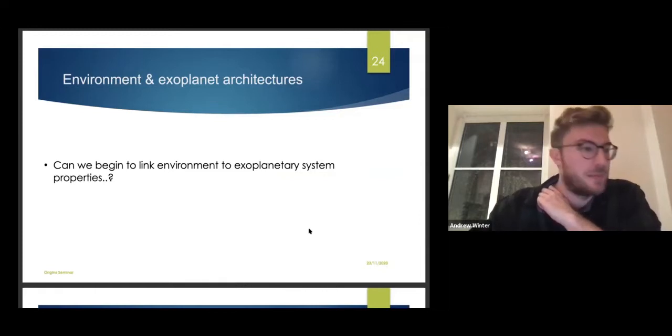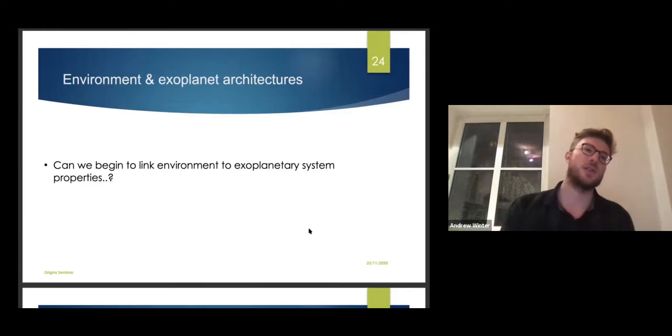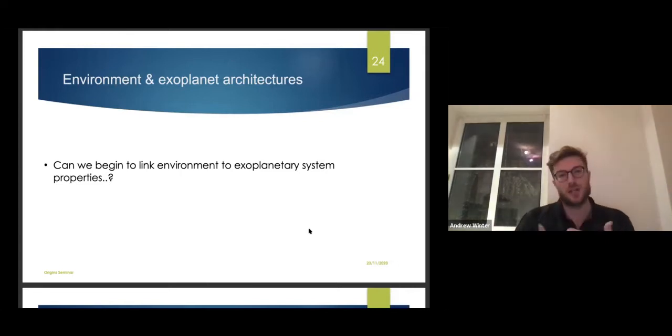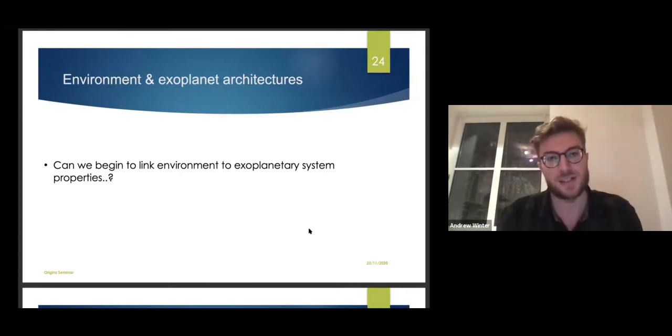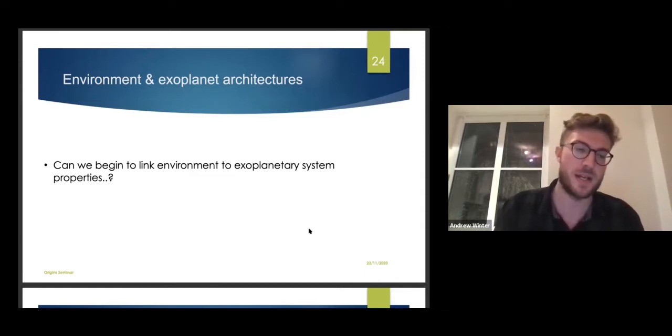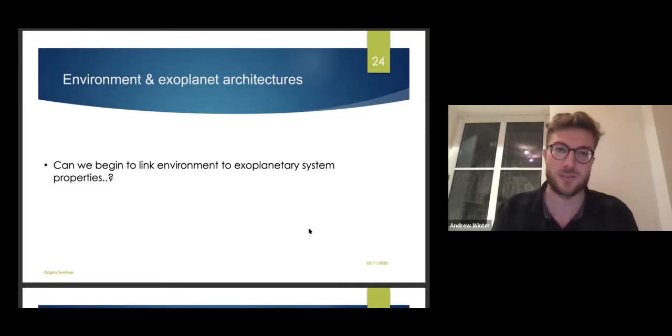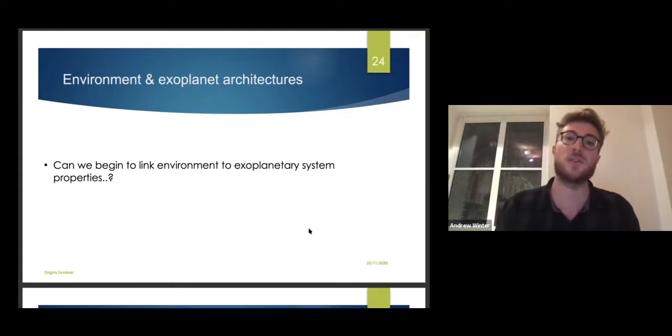For the last part of this talk, I'm going to talk about how we might start to make links to the observed exoplanetary systems. So far, I've just been talking about formation environment and how we expect protoplanetary disks to respond in different environments. But now I'm going to talk about how we can make the first steps towards linking that to the actual observed exoplanet population.